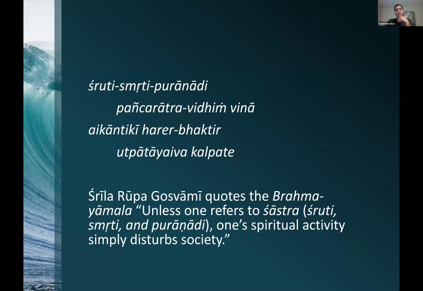Unless we are actually doing our spiritual life according to the scriptures, Shruti, Smriti, and Purana, these three types of scriptures... Shruti means revealed knowledge like the Upanishads. That's why we have Isha Upanishad. And the Gita also comes in the area of Shruti because it's spoken by Krishna. Smritis are the Mahabharata and the Ramayana, and Puranas, that's Bhagavatam. Unless one follows these three, one's spiritual activity simply disturbs society. Everyone has to follow scriptures.